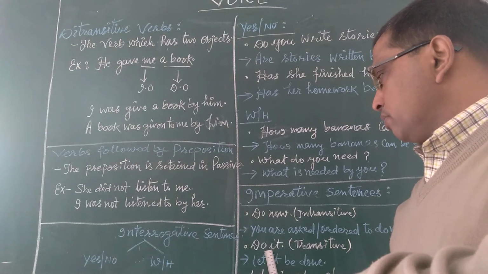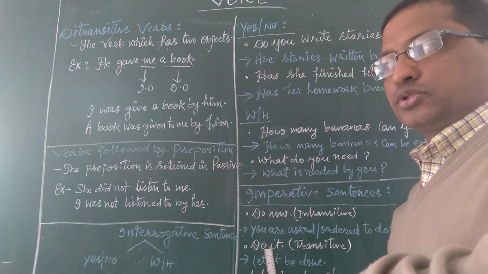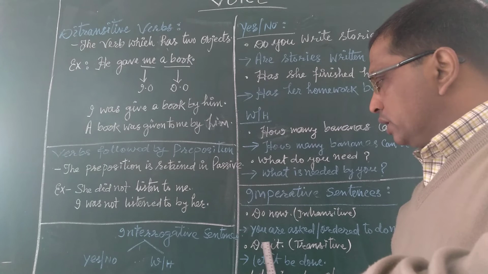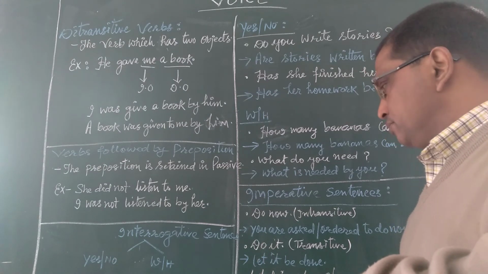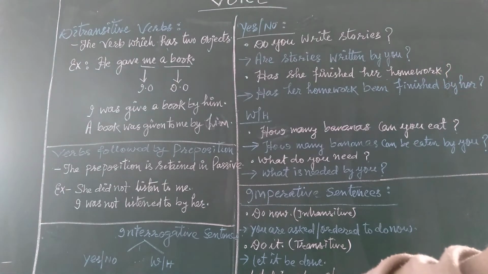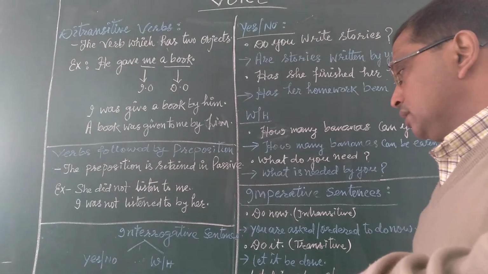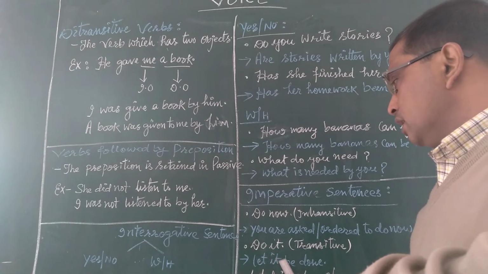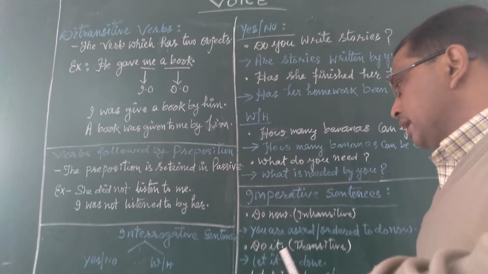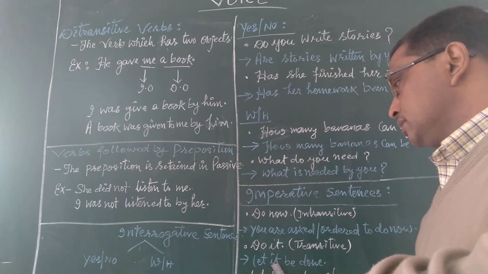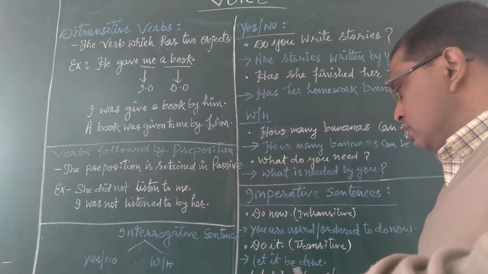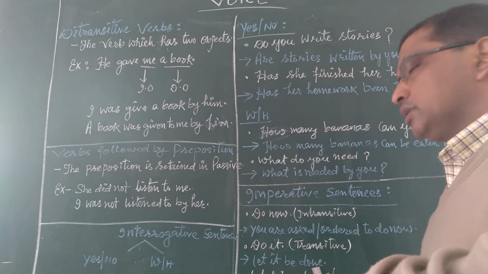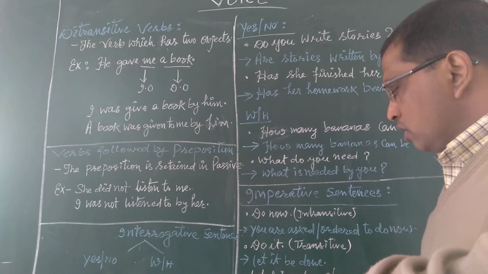Second, take the example of transitive verbs. Do it. So here there is an object. That's why do is transitive. How is it made? They are made with let. Let it be done. That is let, then the object it. Be is used in passive voice, and then the V3 past participle form.